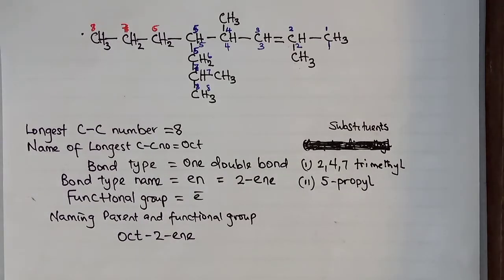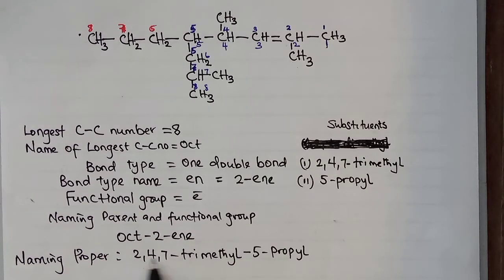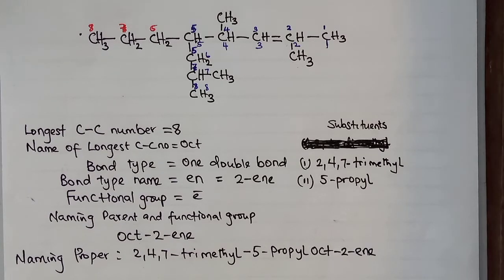Therefore we are going to combine the substituent and the parent name and the functional group to have what we have as. Notice that I put commas here, but I put hyphen here when I'm connecting a number and an alphabet. This is the substituent. Then we combine it with this. We will have 2, 4, 7 trimethyl 5 propyl octene.